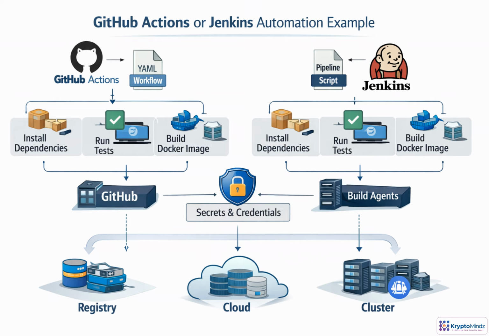Think of GitHub Actions or Jenkins as the runner for your CI/CD recipe. A push to the repository triggers the workflow. Then commands install packages, run PyTest, build a Docker image, and push it to a registry or deploy it. GitHub Actions keeps this in YAML beside your code, while Jenkins uses pipeline scripts and agents. Secrets handle credentials safely.